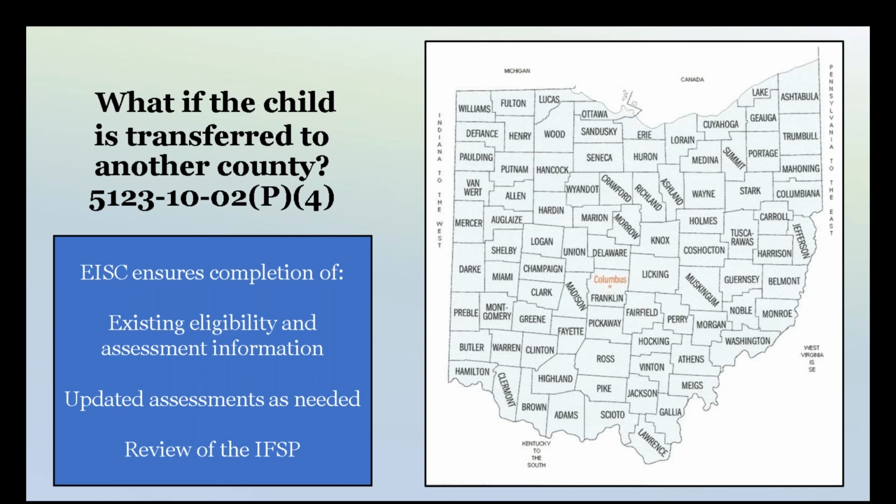And information kept in the statewide data system shall be updated by the current Early Intervention Service Coordinator before transfer of the child's records. Then the receiving Early Intervention Service Coordinator shall, within 45 calendar days of the transfer, ensure completion of a review of existing eligibility and assessment information, updated assessments as necessary, and a review of the IFSP.